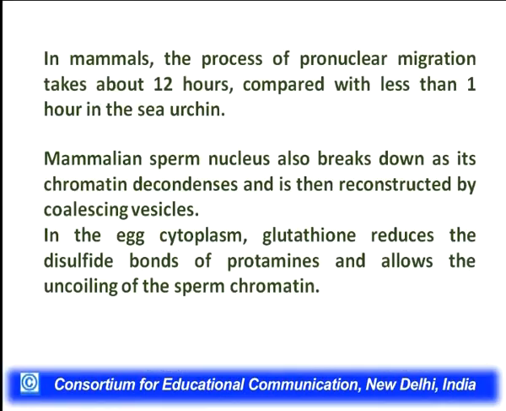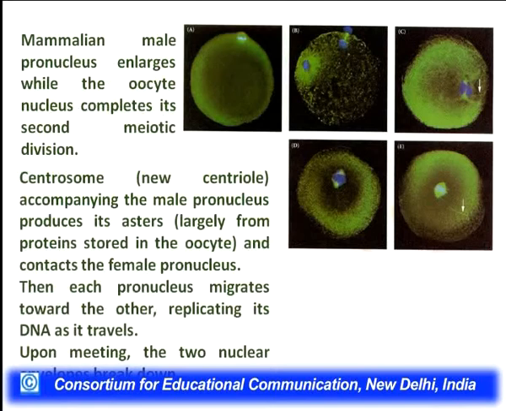Now the decondensation of the sperm content takes place because of the egg cytoplasm. It contains a certain molecule such as glutathione that reduces the disulfide bonds between the protamines, causing the chromatin to decondense. And the decondensation of the chromatin leads to the breakdown of the sperm nucleus into vesicles, which then coalesce to give rise to the male pronucleus or the female pronucleus. So mammalian male pronucleus enlarges while the oocyte nucleus completes its second meiotic division. So the oocyte was arrested at the second meiotic division.